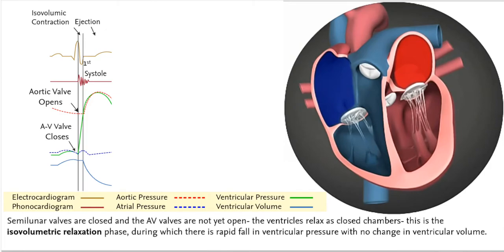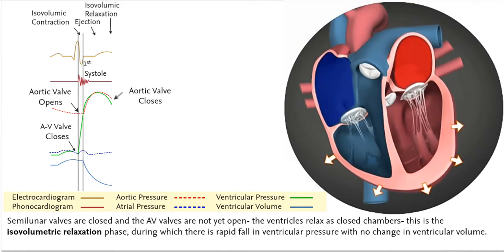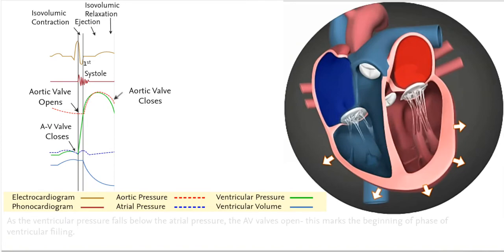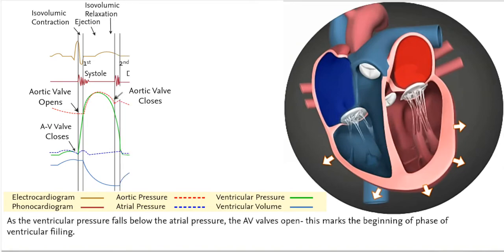Semilunar valves are closed and the AV valves are not yet open. The ventricles relax as closed chambers. This is the isovolumetric relaxation phase, during which there is rapid fall in ventricular pressure with no change in ventricular volume. As the ventricular pressure falls below the atrial pressure, the AV valves open.